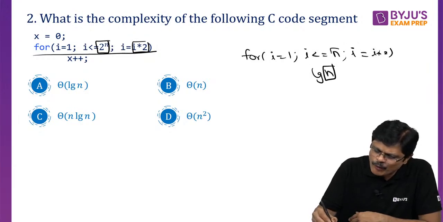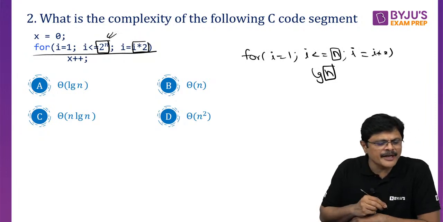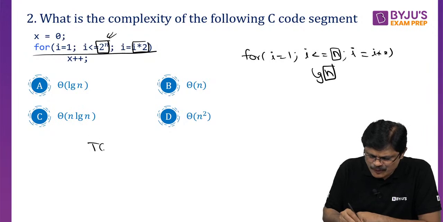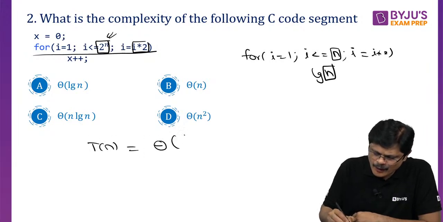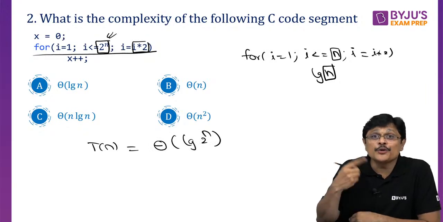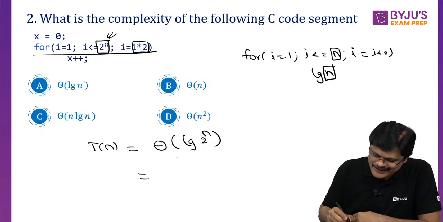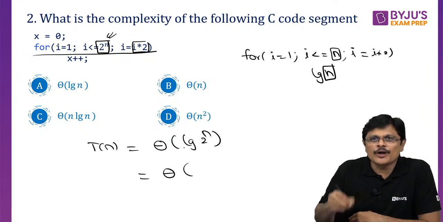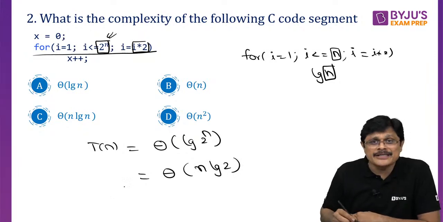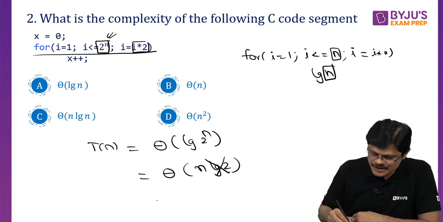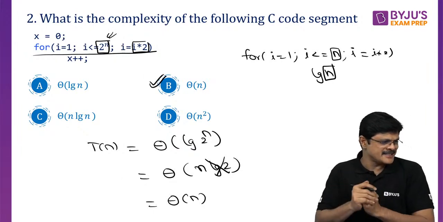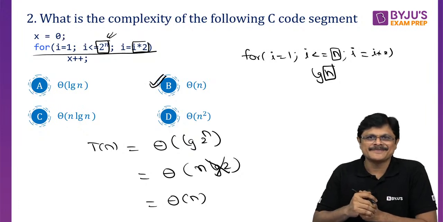But in place of n, what are we having? In place of n, you are having 2 power n. Very good. So the answer for this would be theta log 2 power n. And that is nothing but n log 2, because log 2 power n is nothing but n log 2. Here log 2 is constant, so we can ignore the constant. So the answer for this is theta n, which is option B, my dear friends. Which is option B. Got it?